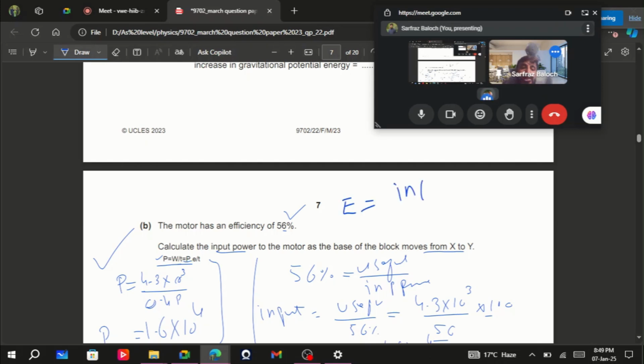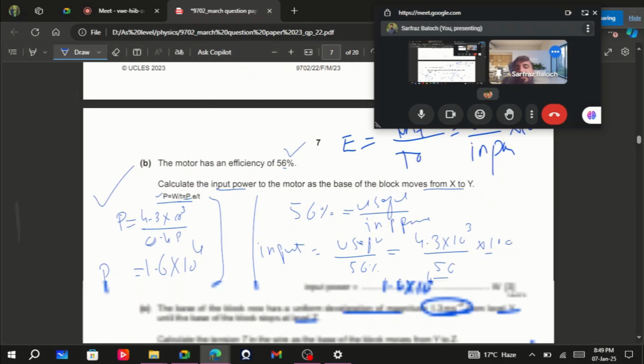Useful over total times 100. Yes, useful over total, or simply output over input times 100. Okay.